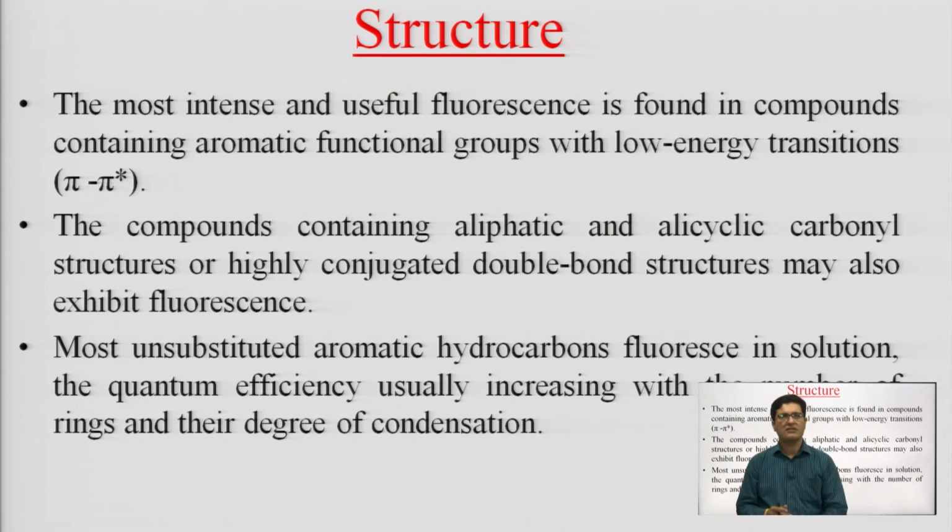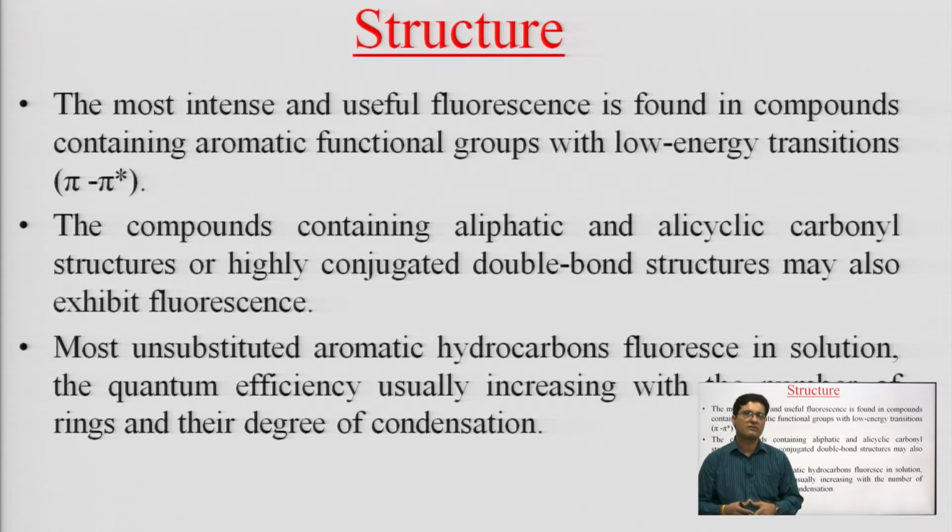So, second is the structure. When we look into the structure, the most intense and useful fluorescence is generally found in compounds that have aromatic functional groups. Aromatic rings generally have pi to pi star transitions, and that is why they are more favorable for fluorescence. Even compounds that have two or more aromatic rings, or fused aromatic rings, are more beneficial, as they increase the fluorescence intensity.